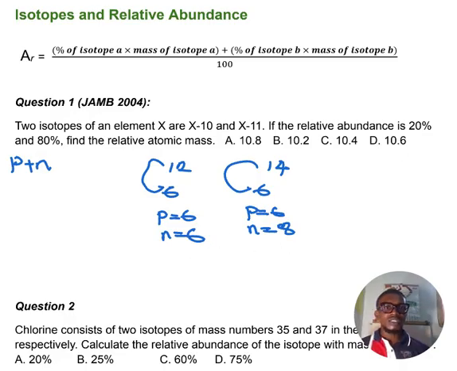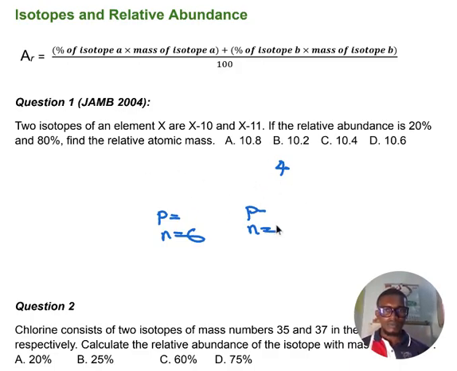Now let's look at how to calculate the relative atomic mass of isotopes from the relative abundance. So here is the formula for calculating it. All right, so let's apply that in a question. Question 1 says two isotopes of an element X are 10 and 11. If the relative abundance is 20% and 80%, find the relative atomic mass.